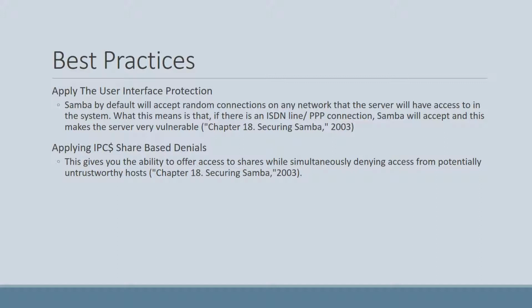Last but not least, you can apply IPC$ share restrictions. If the methods we've already discussed are not suitable, you can place a more specific deny on the IPC$ shares that are used in the recently discovered security hole. This will allow you to offer access to the other shares while denying access to IPC$ from potentially untrustworthy hosts.